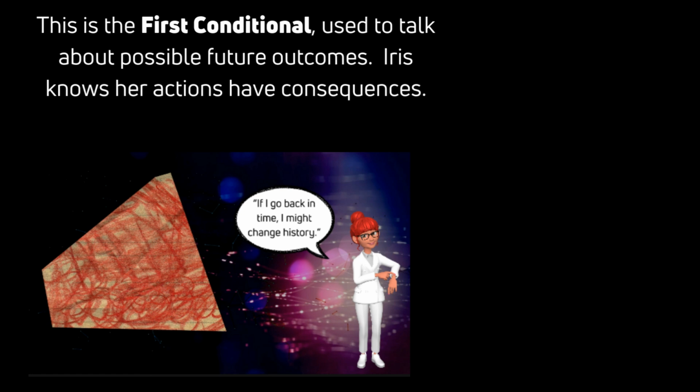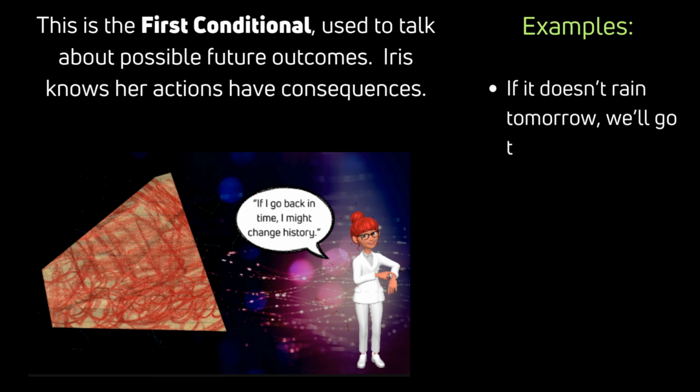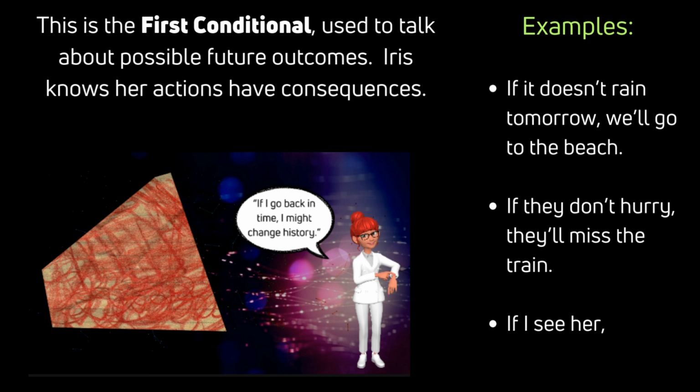More examples of first conditional are: if it doesn't rain tomorrow, we'll go to the beach. If they don't hurry, they'll miss the train. If I see her, I will say hello.